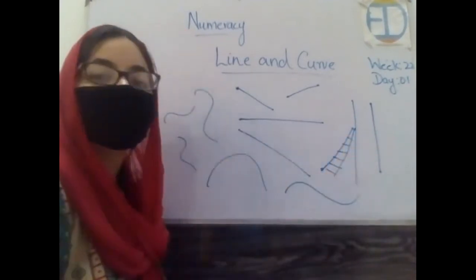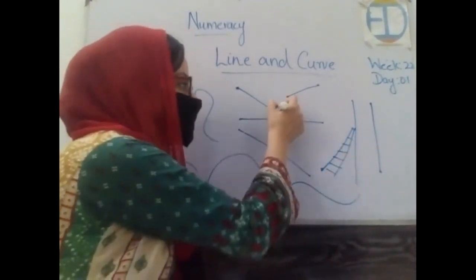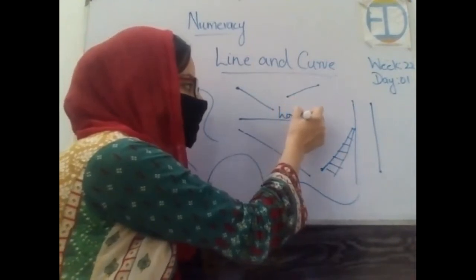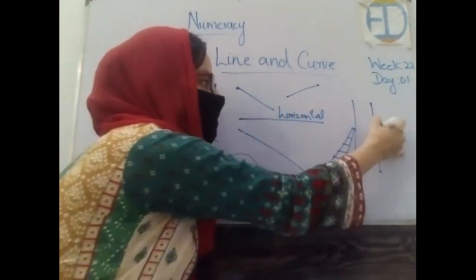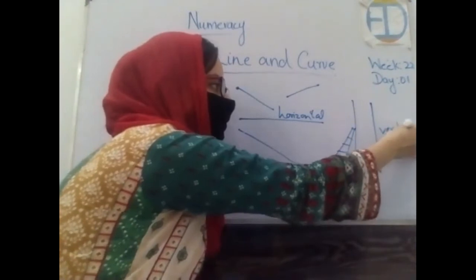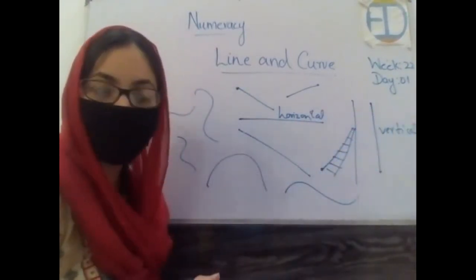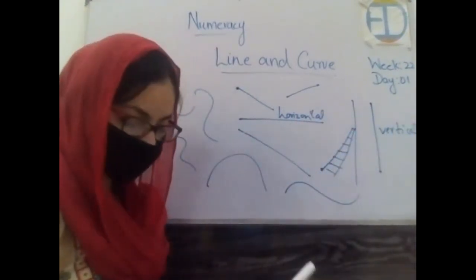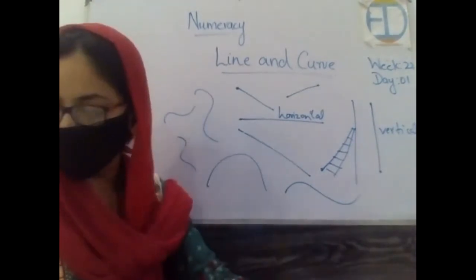So this is oblique, this is horizontal, and this is vertical. Got it? Do you get all the points? Any confusion? Okay, now I'm going to share the screen with you.